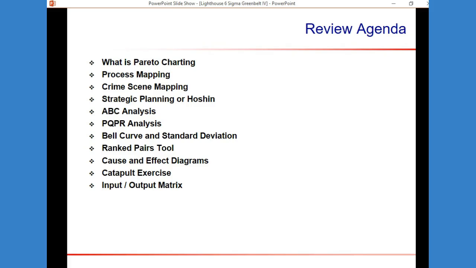We're going to shoot catapults again a little. Now, after we do the cause and effect diagram, catapult exercise, we're going to go into the input-output matrix, and that'll be a live simulation that we'll throw up on the screen, and I'll have you guys walk through that.